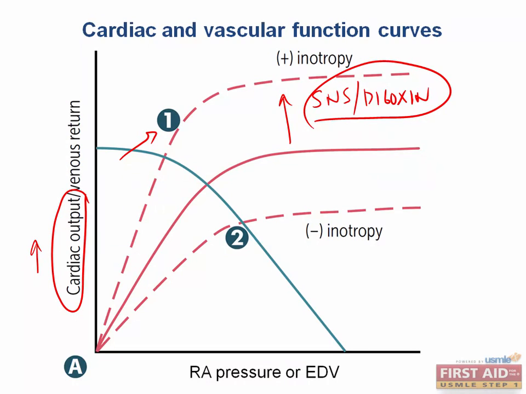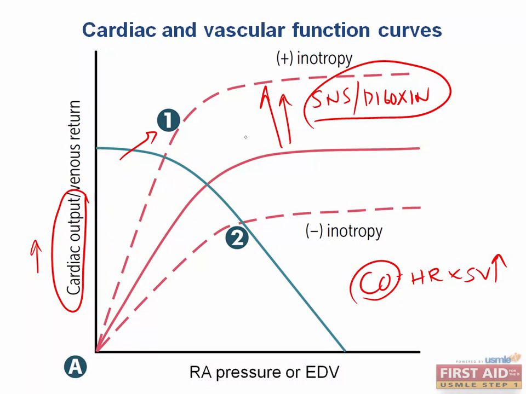Under the influence of the sympathetic nervous system or digoxin, your heart will have an increased intrinsic ability to create more force. This will be directly reflected as an increase in stroke volume, which is a component of our cardiac output equation. Cardiac output equals heart rate times the stroke volume. So we're increasing our stroke volume, therefore increasing our cardiac output, therefore shifting this line nice and up the y-axis.